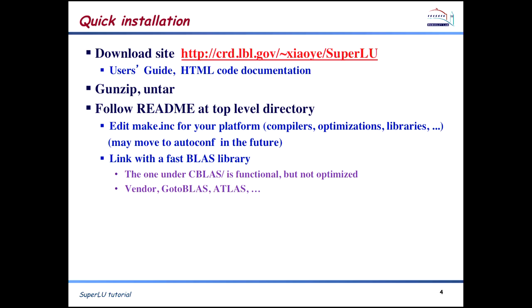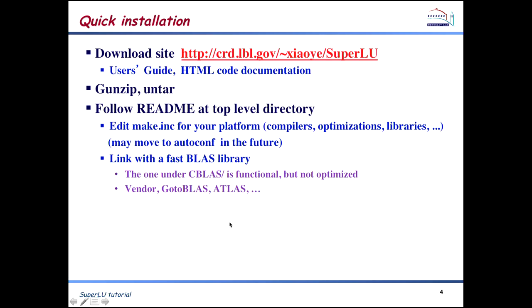Once you download each tar file, you do gunzip and tar, you get a bunch of directories. At the top level, there's a README file. You really should read that README file carefully, since right now the build process is not very automatic. Essentially, you need two steps. One is to edit the make.inc for your platform, which defines compilers, optimization flags, and the libraries where you want to link.